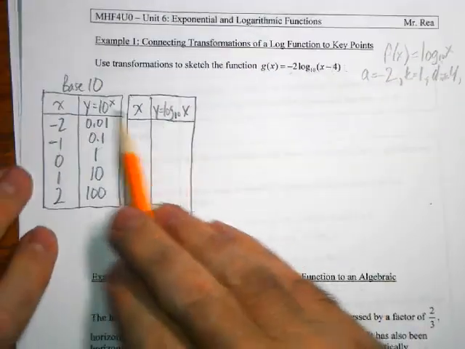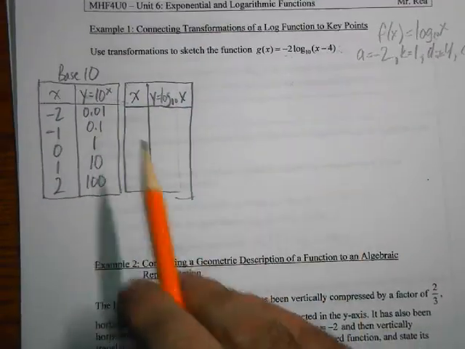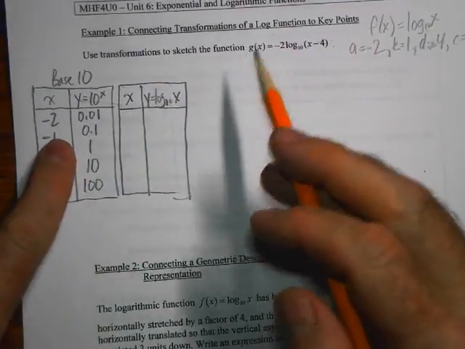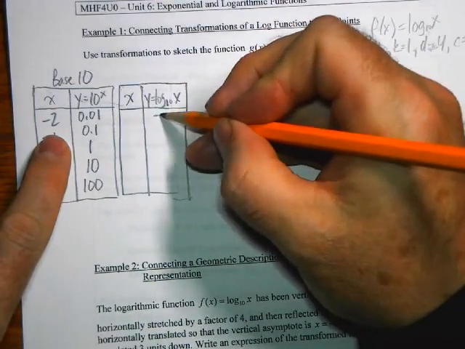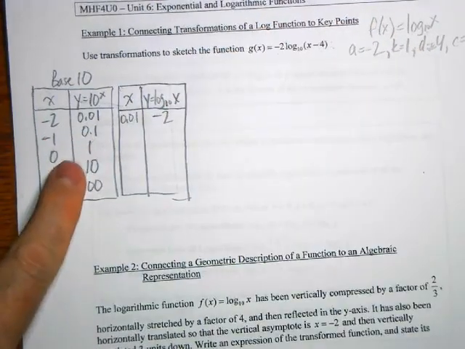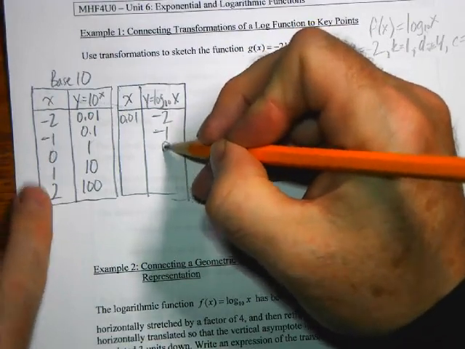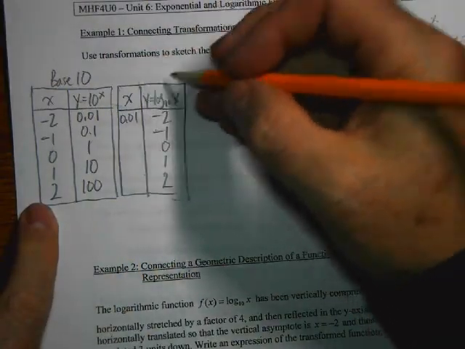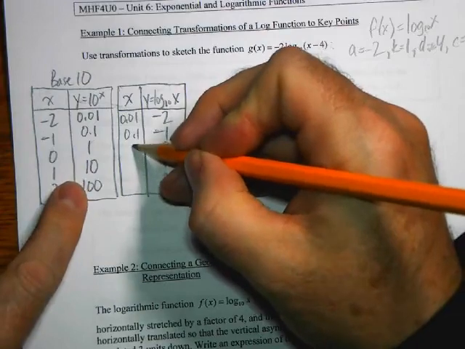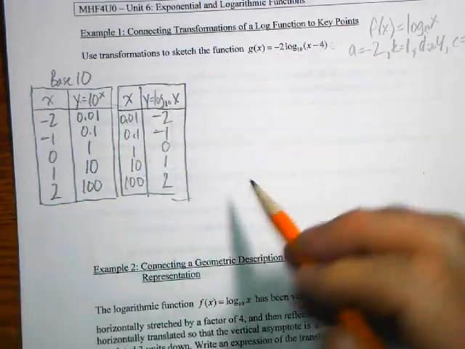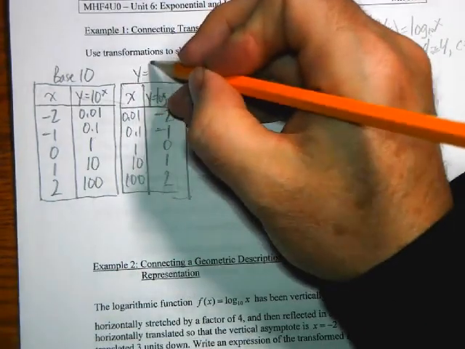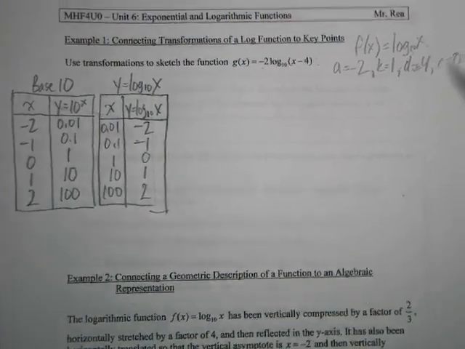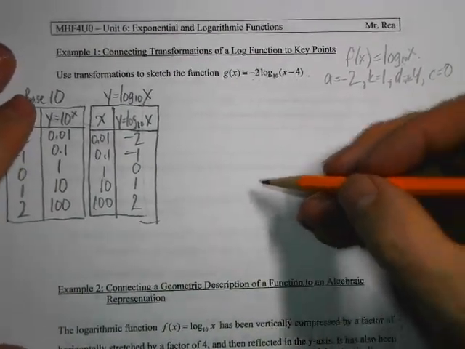Okay, so remember, these two are inverse functions. So if I want points for this function, I just take points that were on its inverse and flip them. So for example, this point here, the -2 is my y value, and the 0.01 is my x. So I can go down here and write all my y values. So this will be my x values, 0.01, 0.1, 1, 10, and 100. So these are points for, I'll just write it up here, log base 10 of x, which is my base function. Okay, now that I have these, I can do my transformations.